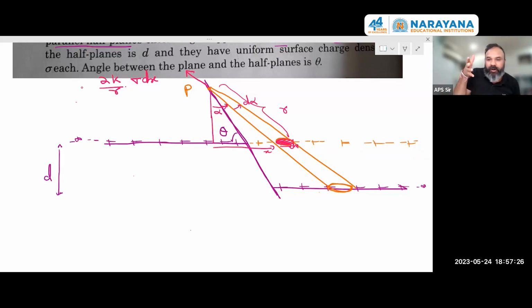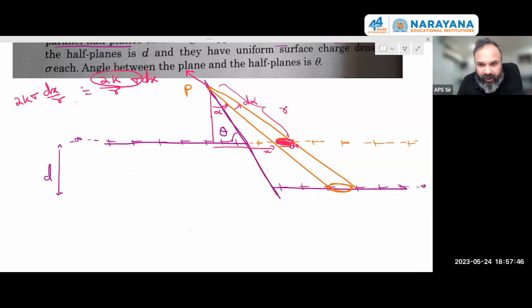Because I have to write charge per unit length, I've taken the depth as 1. So that area became dx into 1, and that charge became sigma dx, and that is basically lambda. So 2k lambda upon r. Now this 2k sigma is a constant, so basically I got 2k sigma dx upon r.